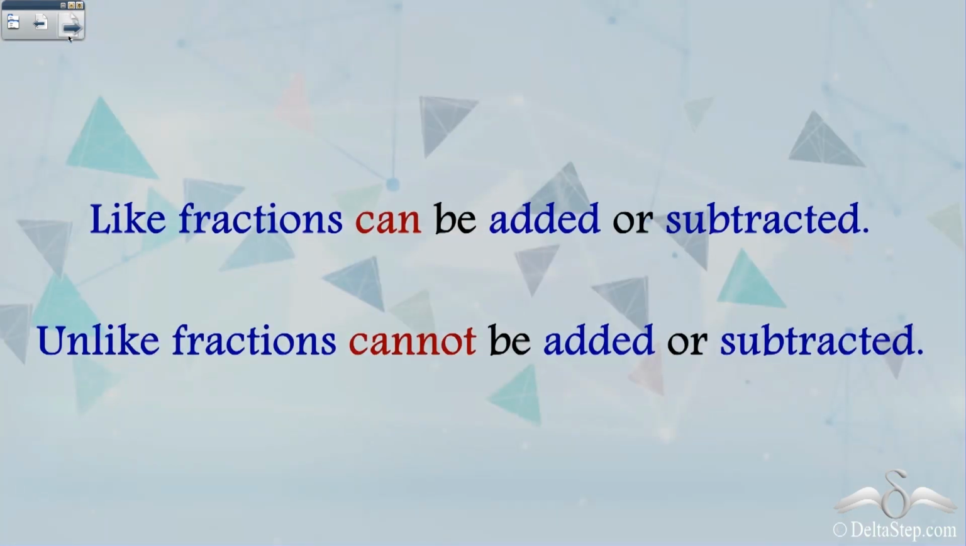Now, why do we need to convert unlike fractions into like fractions? Because like fractions are very helpful. Why? Like fractions can be added or subtracted, but unlike fractions cannot be added or subtracted. So, whenever you need to add or subtract two or more fractions, you first need to convert them to like fractions and then add or subtract them.